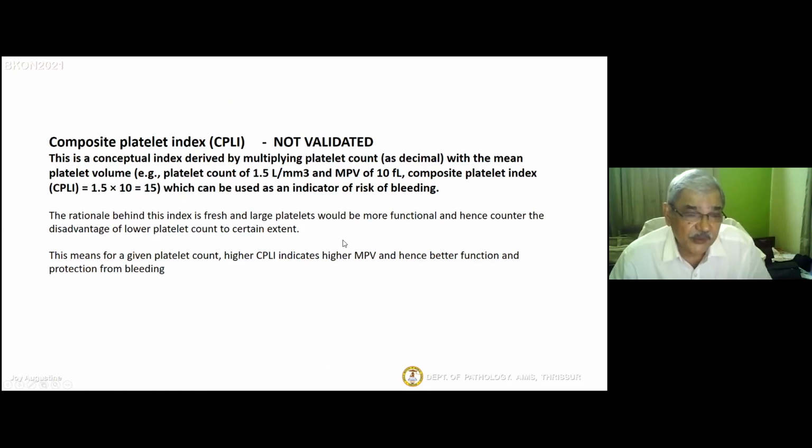This is a numerical. And the greater this is, logically the lesser the chances of bleeding. So several studies have been done in the context of dengue fever, but not so with other conditions.